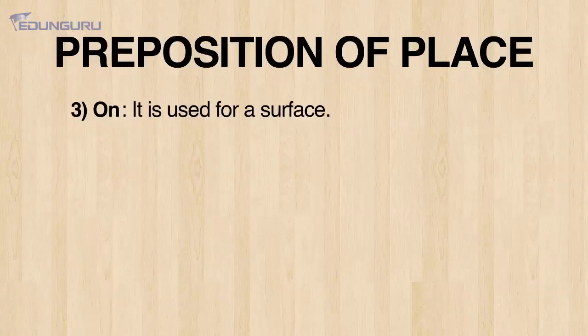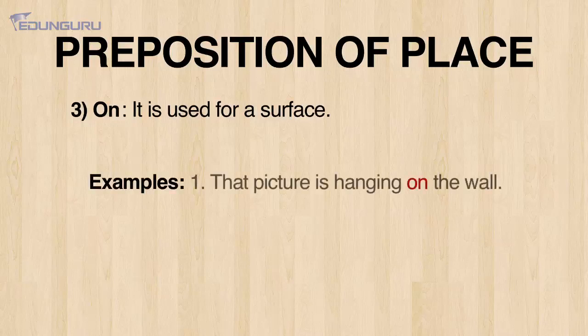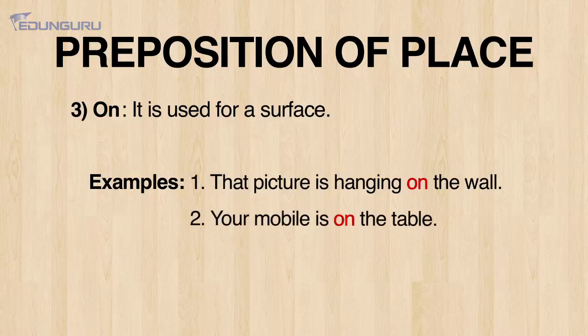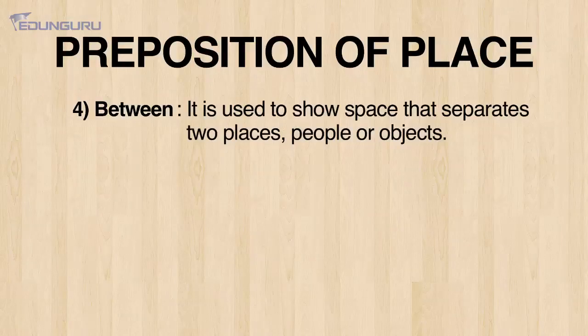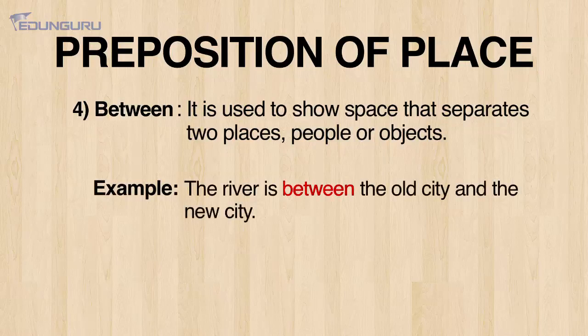The third one is on. We use on for a surface. For example, that picture is hanging on the wall. Your mobile is on the table. The fourth one would be between. Now, we use between to show space that separates two places, people or objects. For example, the river is between the old city and the new city.